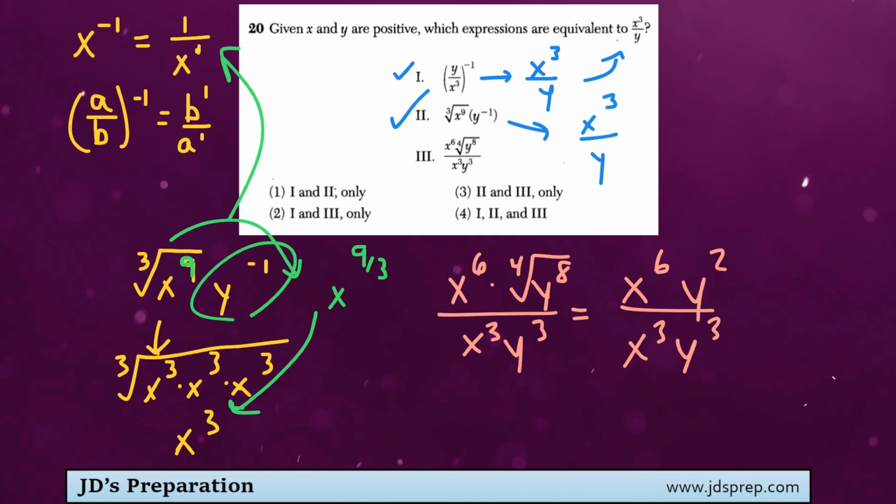Now, since we are dividing powers with the same bases, we can combine them by subtracting the exponents. So for x, we would have 6 minus 3, which is cubed. And for y, we would take 2 minus 3 to get -1. And then to rewrite this with positive exponents, we would flip that y to the power of -1 onto the bottom, so it would now have a positive exponent of 1. And you can see that matches our original expression.